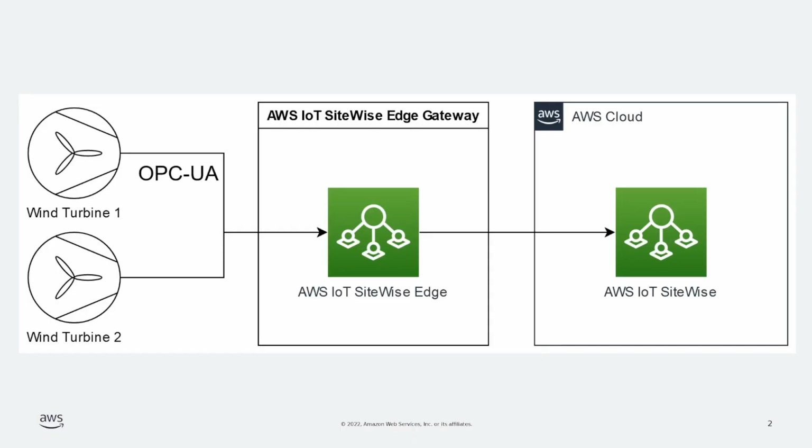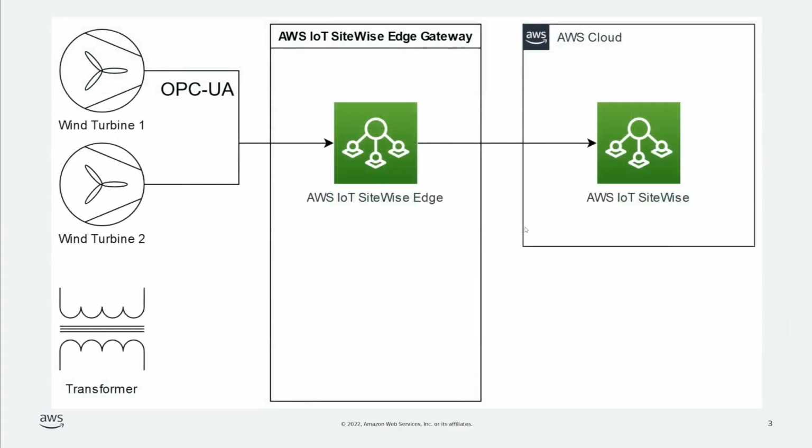Let's imagine you have a wind farm with turbines. The turbines feed data through an AWS IoT SiteWise Edge gateway and into AWS IoT SiteWise. Now you want to add data from the power transformer into SiteWise, but it doesn't use a protocol supported by SiteWise Edge. How can you input that data?